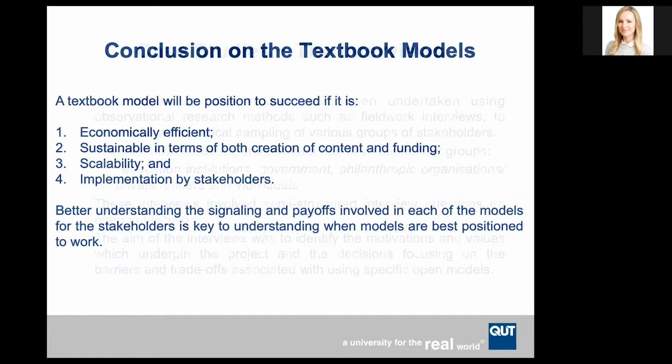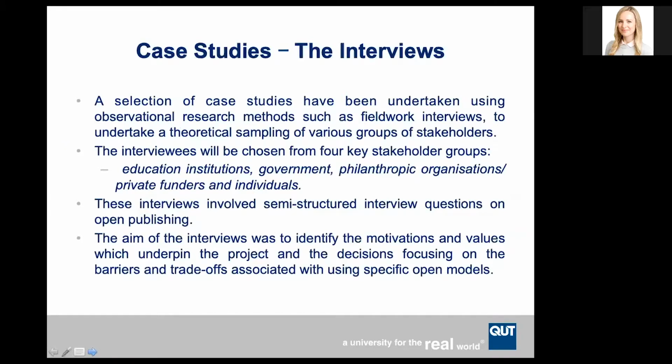So as I mentioned, I have undertaken interviews. I'm still sort of towards the end of my research interviews. What I was looking for with these research interviews was to talk to people in the stakeholder groups, use semi-structured interview questions on open publishing, and find out their motivations, their values, what made them choose that particular project, what decisions were made in that project, were there particular barriers or trade-offs associated when using a particular type of model. I'm also looking at what types of outputs they're using. What level of access are they affording? Have they considered disability access? Is that something that they couldn't do but they want to do in the future? These are the types of things that we need to better understand to be able to successfully implement open textbooks at a larger scale in Australia.